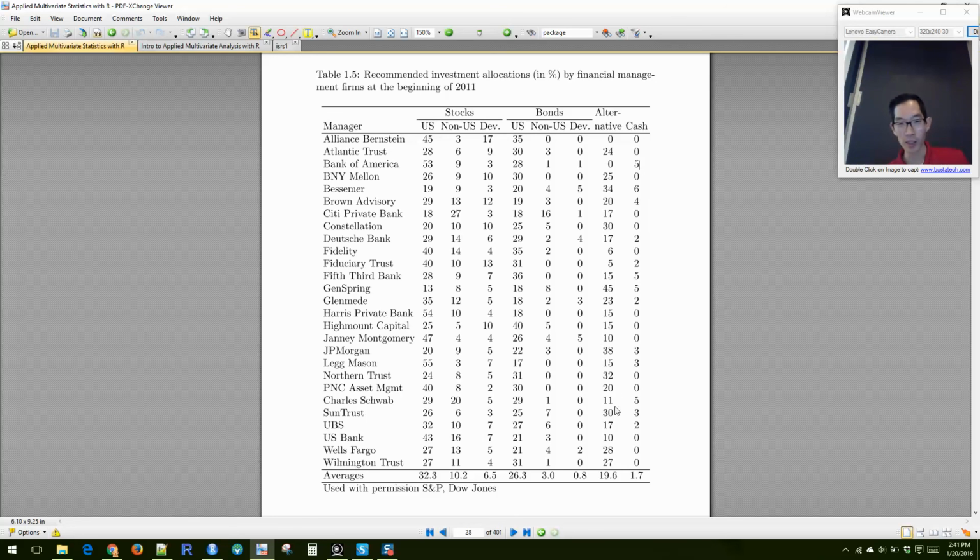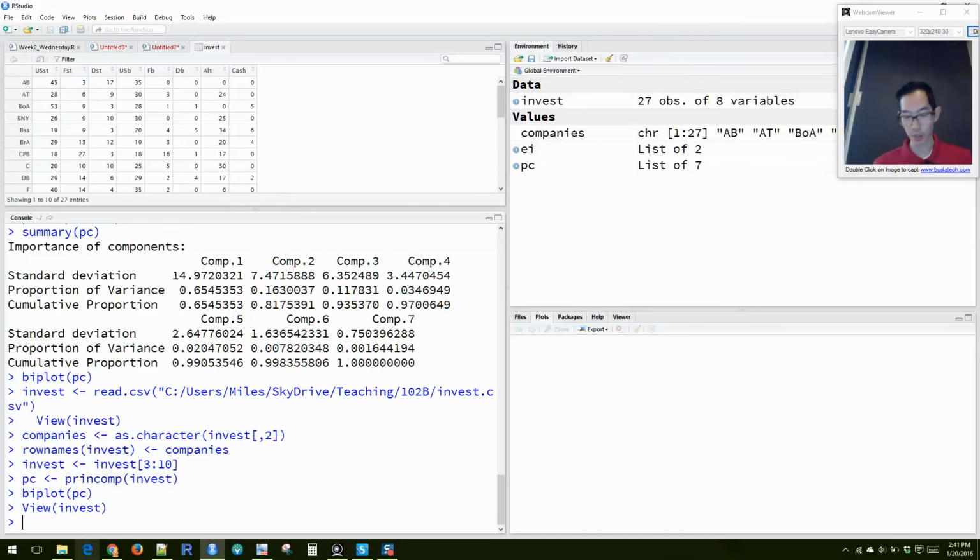Okay, so you look at J.P. Morgan, and they have less in U.S. stocks, and less in U.S. bonds, but more in alternative investments. Okay, so can we pick out what's a big deal just by looking at this? It's quite hard. Okay, we can try graphing a bunch of these things, right?